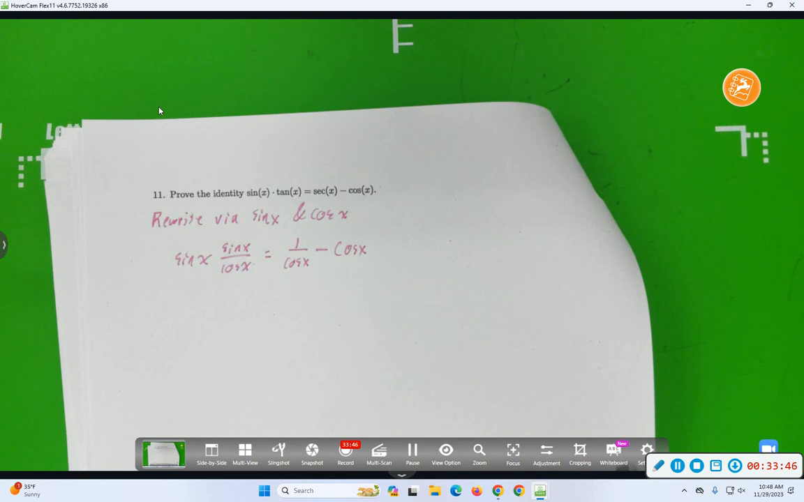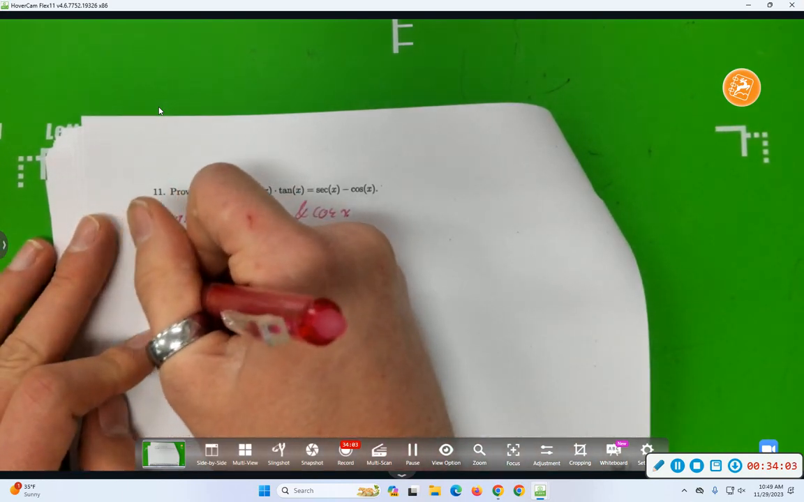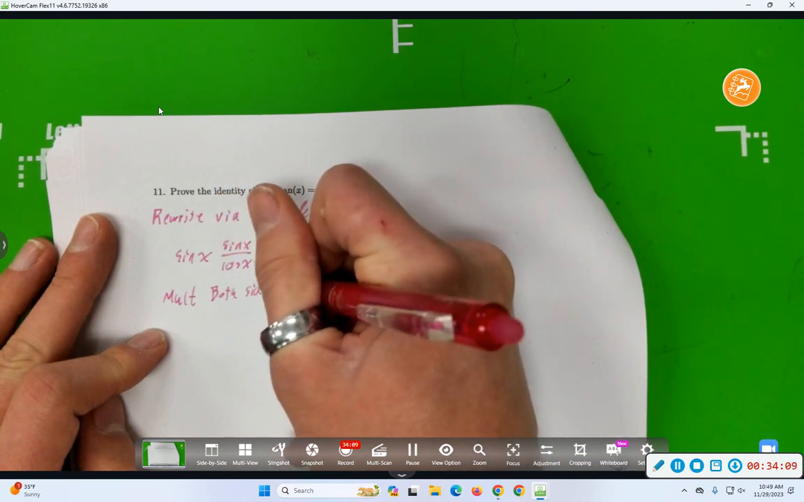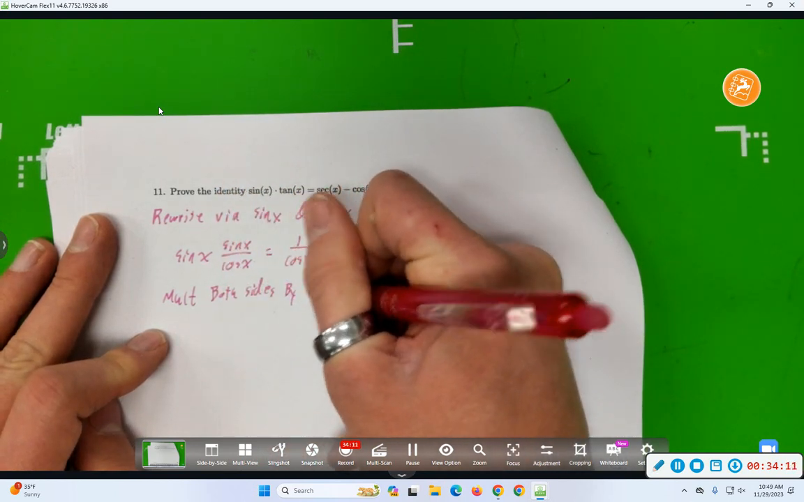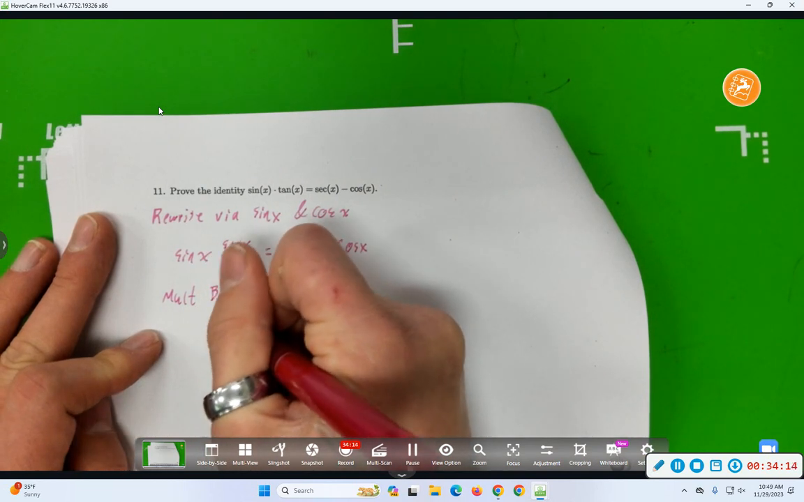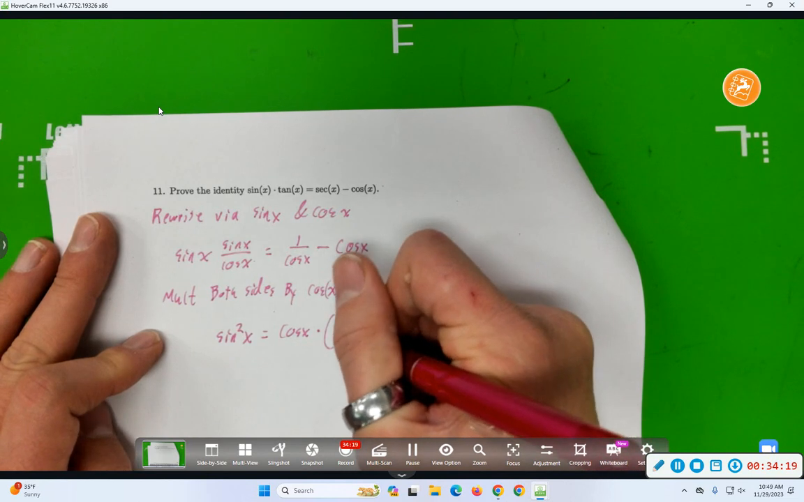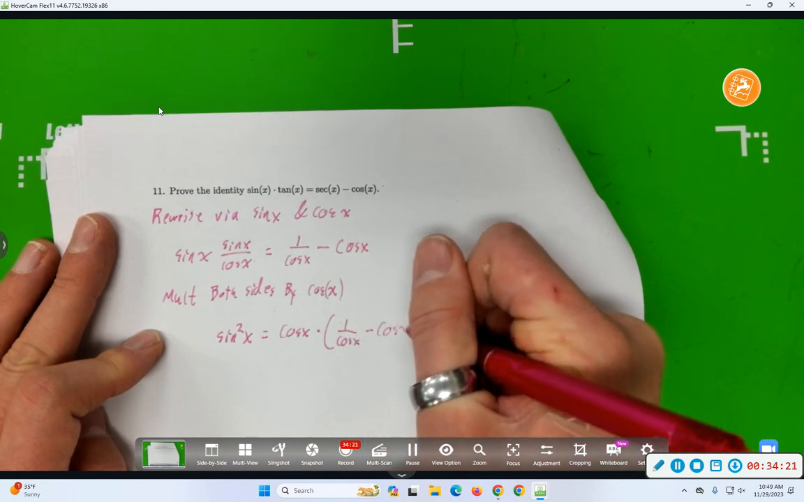Does the left-hand side have any obvious simplification? Should you get rid of the cos x at the bottom of the denominator? Oh, cool. How would you do that? Multiply to the next line. Awesome. So let's cross-multiply by that cosine x. Let's multiply both sides by cosine x. That'll leave me with sine squared x is equal to cosine x times 1 over cosine x minus cosine x.